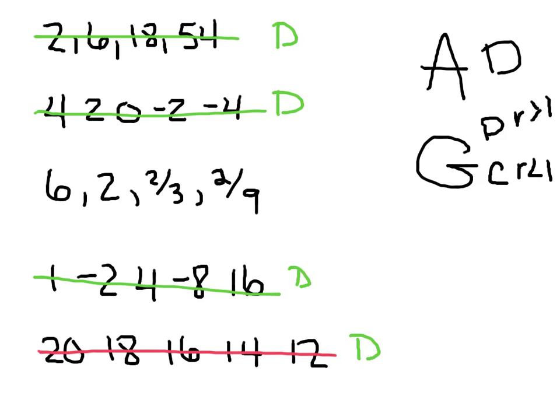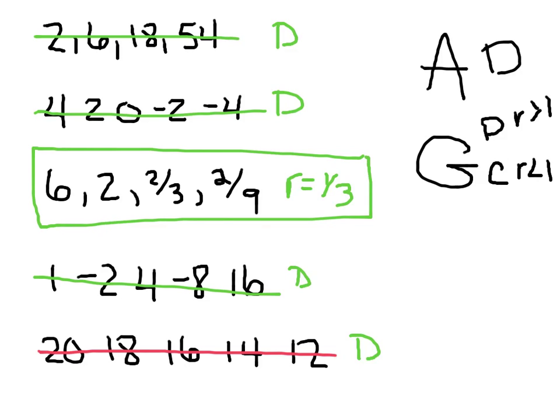There's only one sequence that's converging. The common ratio right here is 1/3, each time I'm dividing by 3. 6 divided by 3 is 2. 2 divided by 3 is 2/3. 2/3 divided by 3 is 2/9. So this is the only one that has an infinite sum, and the sum of this sequence is 6 divided by 1 minus 1/3, which is 6 divided by 2/3, which is 9.